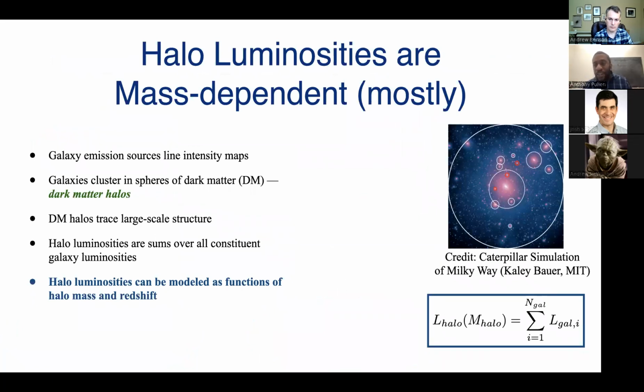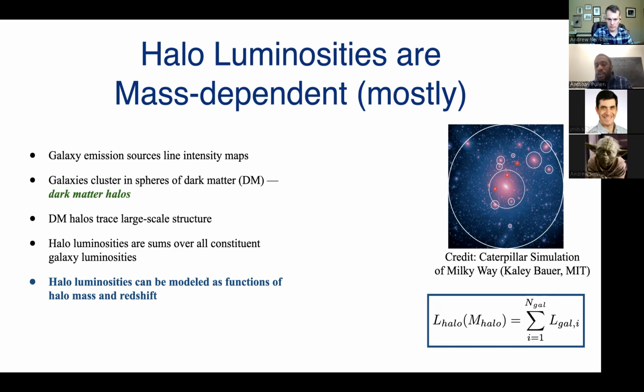I think everyone here probably knows what a dark matter halo is. I don't think I have to do a big review on that. But just to be clear, our models are set up relying on the idea that galaxy emission is what sources the line intensity maps. Obviously, there is emission from the intergalactic medium, but for many of the lines that we're considering right now, like carbon monoxide emission as well as carbon emission, these are mostly sourced by galaxies themselves, with these galaxies clustering in dark matter halos. Since the dark matter halos trace large-scale structure, the emission from the galaxies should also trace large-scale structure.